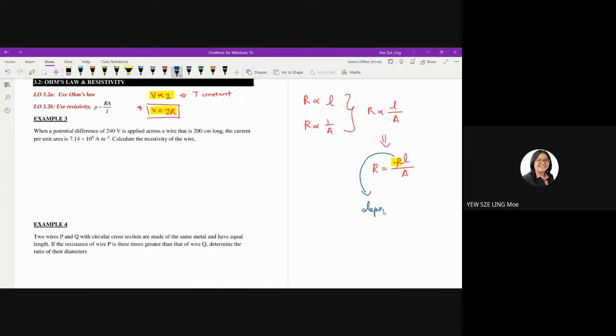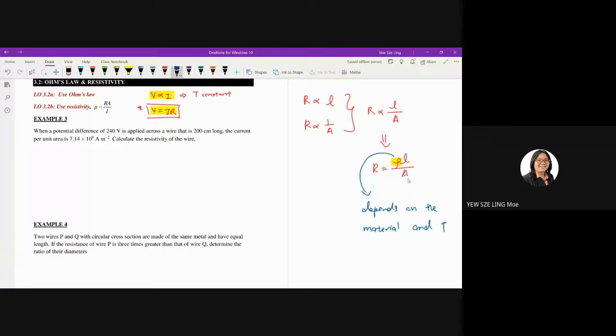This resistivity depends on two things: the material of the conductor, the material of the wire, and also the temperature. So rho depends on these two things only. If you're looking at something happening at the same temperature, then the resistivity is always fixed, always constant. So R equals rho L over A.